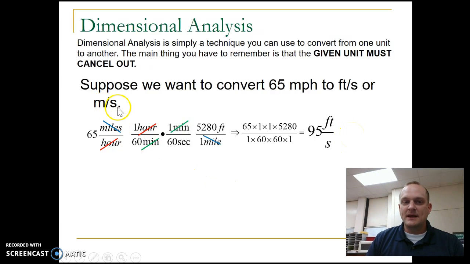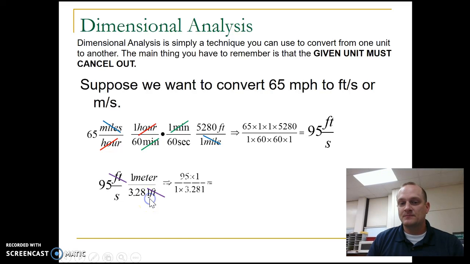Well, now let's convert that to meters per second. So I have 95 feet per second. I know that there are 3.281 feet in 1 meter. In these conversion factors, you can always look them up, right? You could Google how many feet are in a meter and then figure that out. So I've got 3.281 feet in 1 meter. So feet cancel, multiply across the top, 95 times 1, divide by the bottom, 1 times 3.281, and I get 29 meters per second.